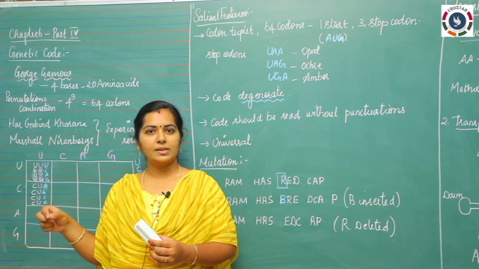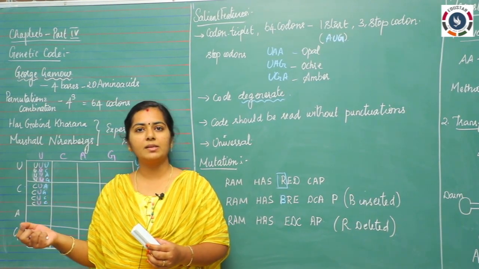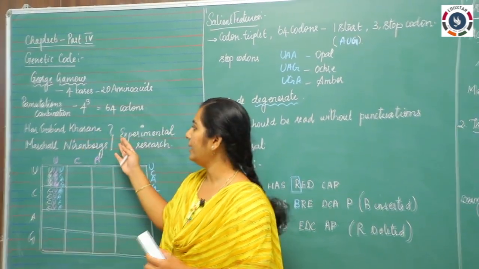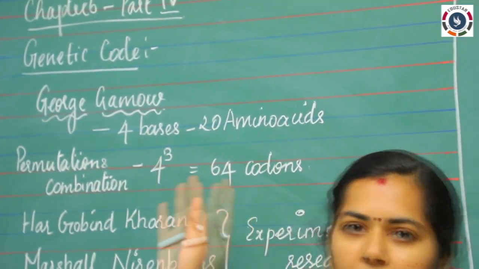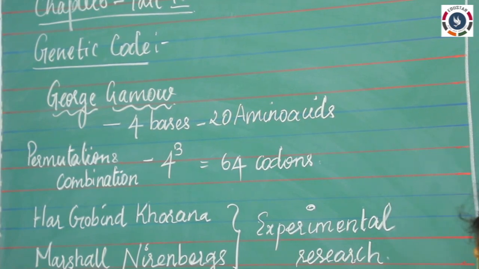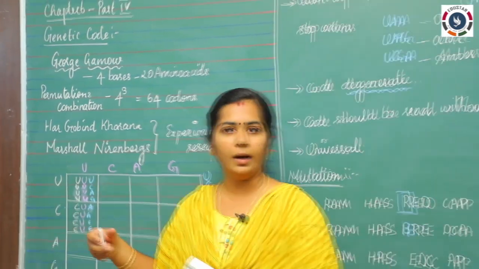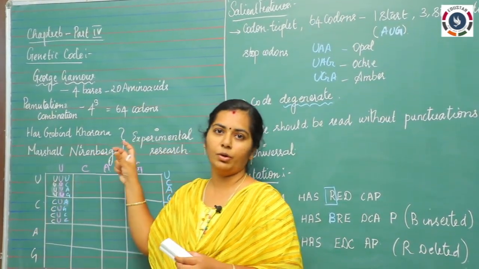That was discovered by Watson and Crick in the year 1952. At that time itself, the genetic code was determined by the scientist George Gamow. He is the one who concluded how to write the genetic code. Genetic code means the information which codes for a particular protein. It is made up of nucleotides.